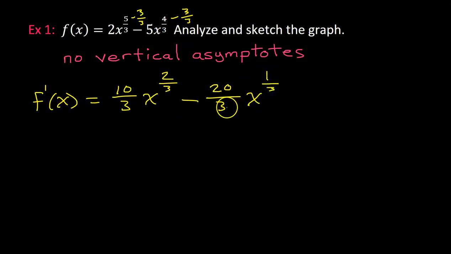This is an expression for the first derivative, but I think it will be useful to factor out a common factor. So let's go ahead and do that, which can be a little bit tricky sometimes, especially with fractions and such. So as far as the constant in the front, I think the greatest common factor is going to be 10/3. So we're going to pull that out to the front. Now when it comes to the variables, you always want to go with the lower exponent. So 1/3 is the lesser exponent. So I'm going to pull out x to the 1/3 power.